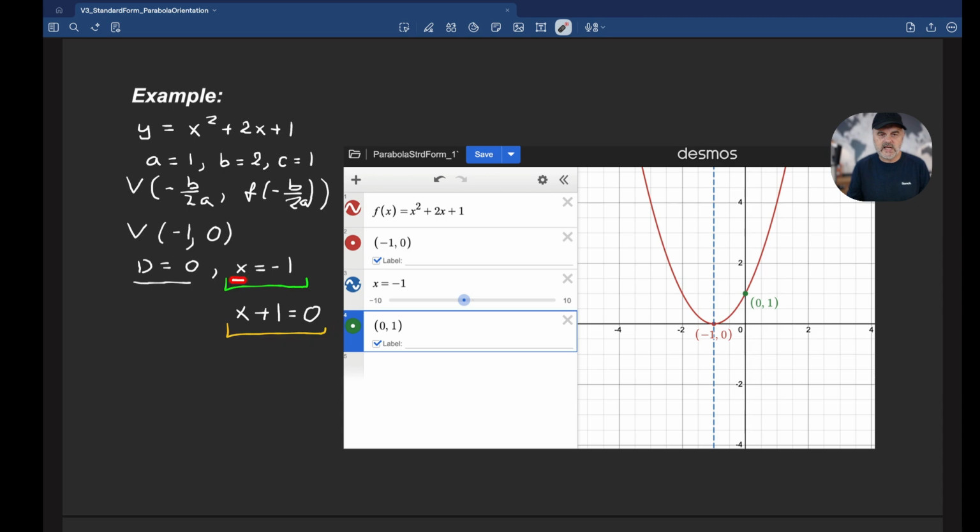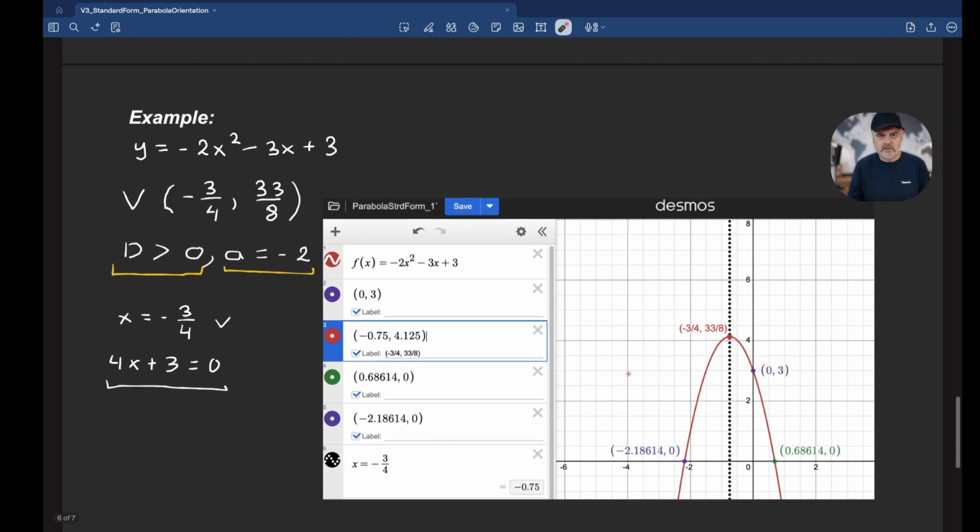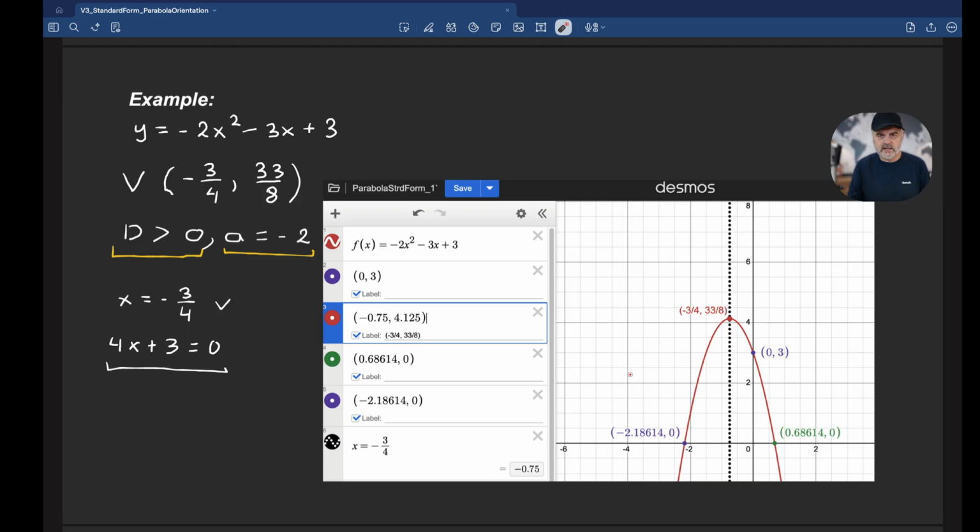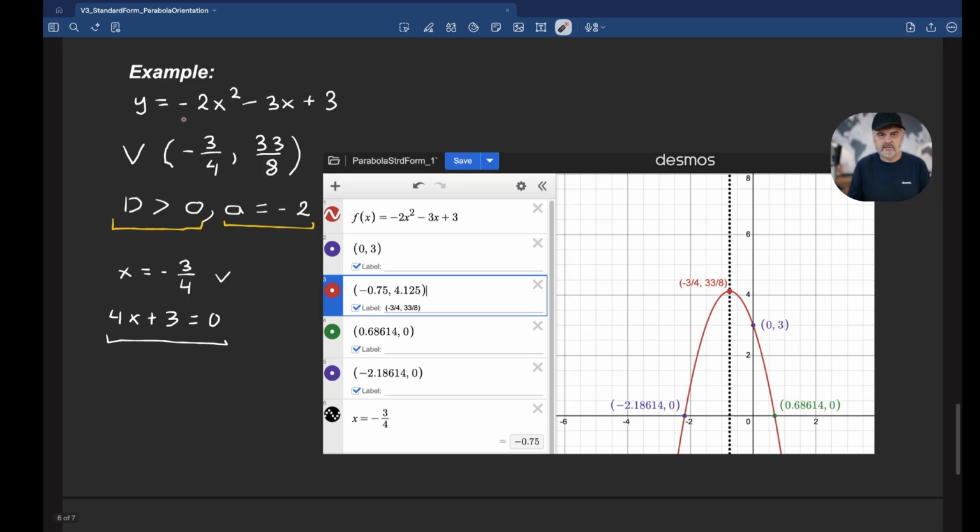Please remember, this notation x is equal to negative 1 can mean two things in the context of quadratics. It could represent the value of x where the function is equal to 0, which is the x-intercept. It represents the x coordinate of the vertex, and also it represents the equation of the axis of symmetry. Very, very important.